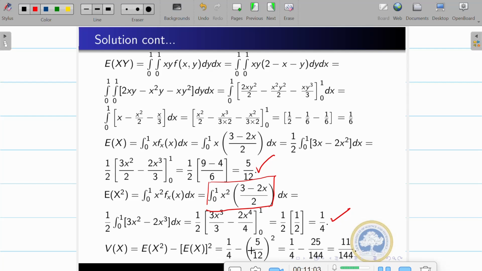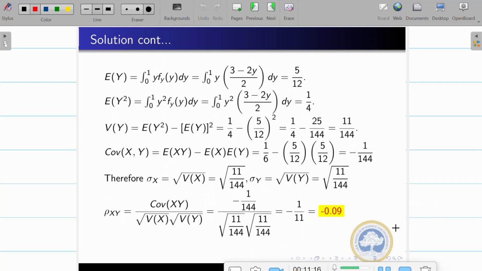So it's 1 by 4 minus 5 by 12 the whole square. So on simplification, we get the variance, that is sigma x square is 11 by 144. Similarly, we can find the variance of y, where it is again 11 by 144. To perform the covariance, I am supposed to find the expectation of xy.